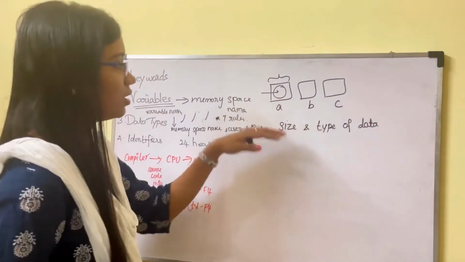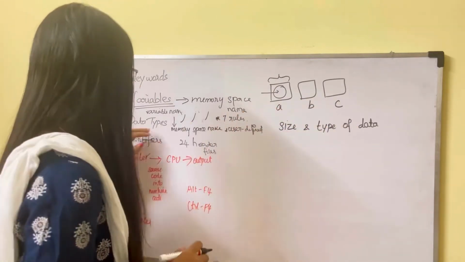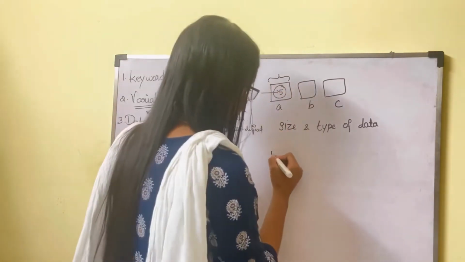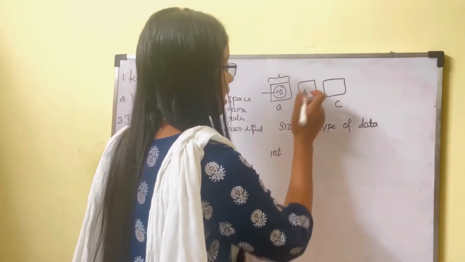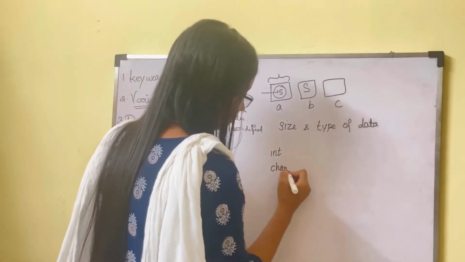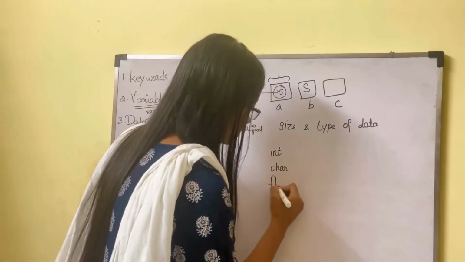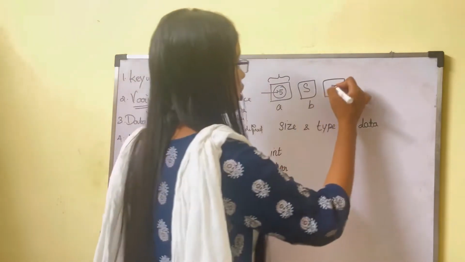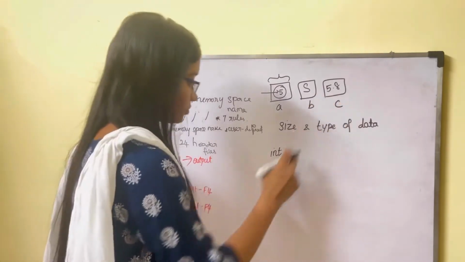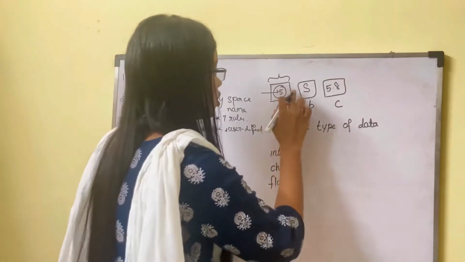Data types should be declared before creating the memory space. So how can I create it? Now I am going to store 5. 5 is an integer. In this memory I am going to store S. S is a character type. So these are common data types, and there is also float. If I want to use decimal values, like 5.8, and I am going to store 5.8 in C, it should be declared as float.